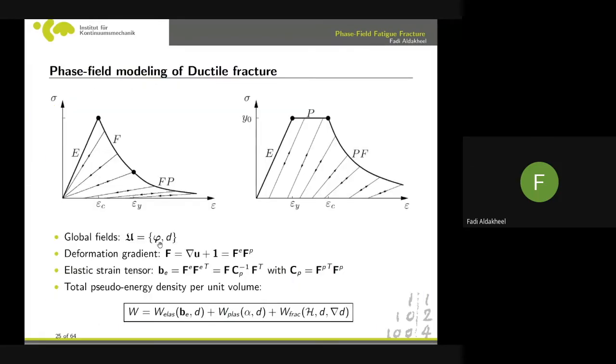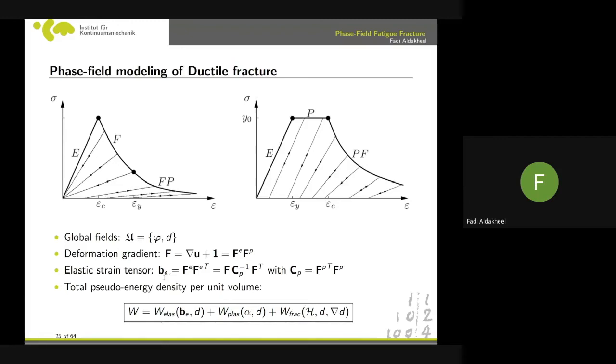Here, we have the deformation map, phi. So now we go from the Lagrangian configuration, which is the initial configuration, to the Eulerian, which is the current configuration, where some deformation comes into the body. Well, these are, first of all, the unknown fields. And with that, you describe your deformation gradient F, which is, let's say, d small x over d capital X, right? And if we are in plasticity, it is decomposed multiplicatively into an elastic part and a plastic part.